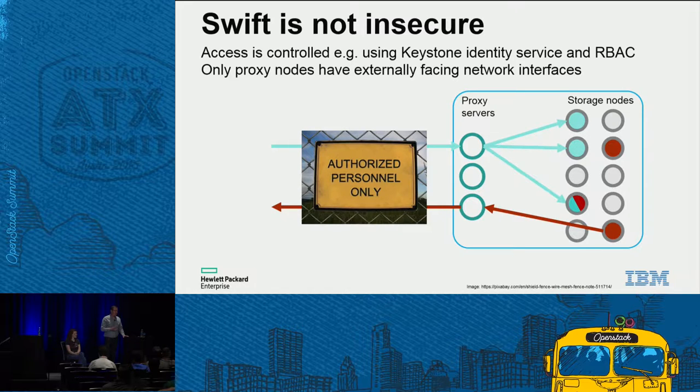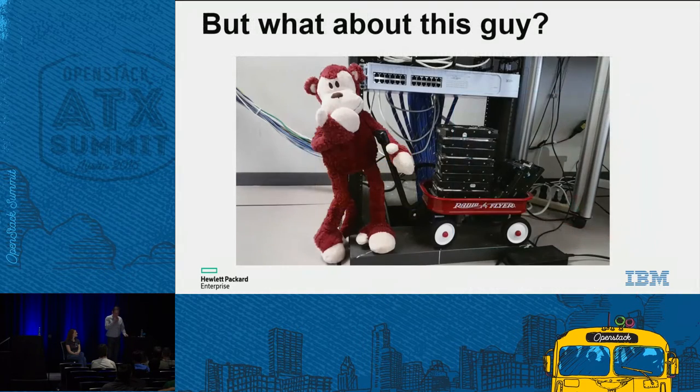But there are other ways in which data might leak from our Swift clusters. And the one that we're specifically focused on in the work that we're doing is the risk that a third party gains physical access to a disk from one of the back-end storage nodes. So, in other words, how do we protect ourselves from this guy?